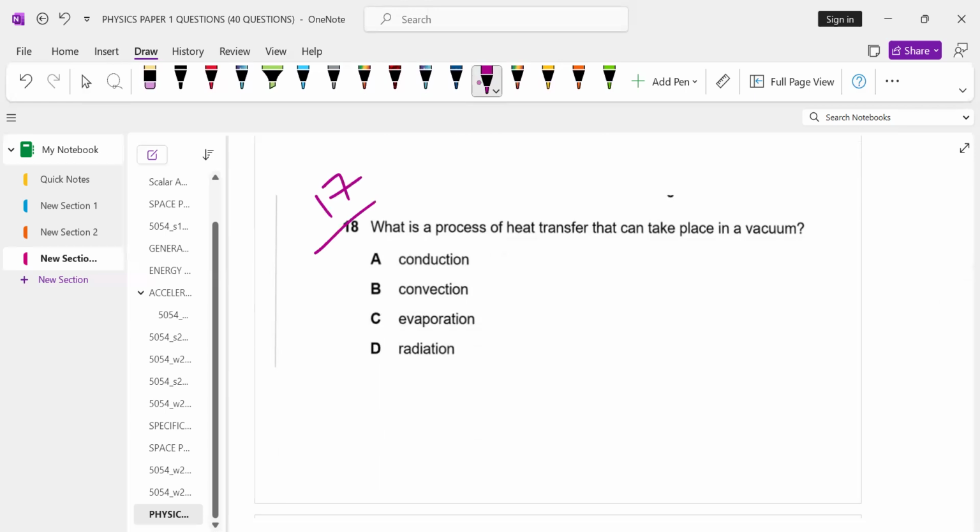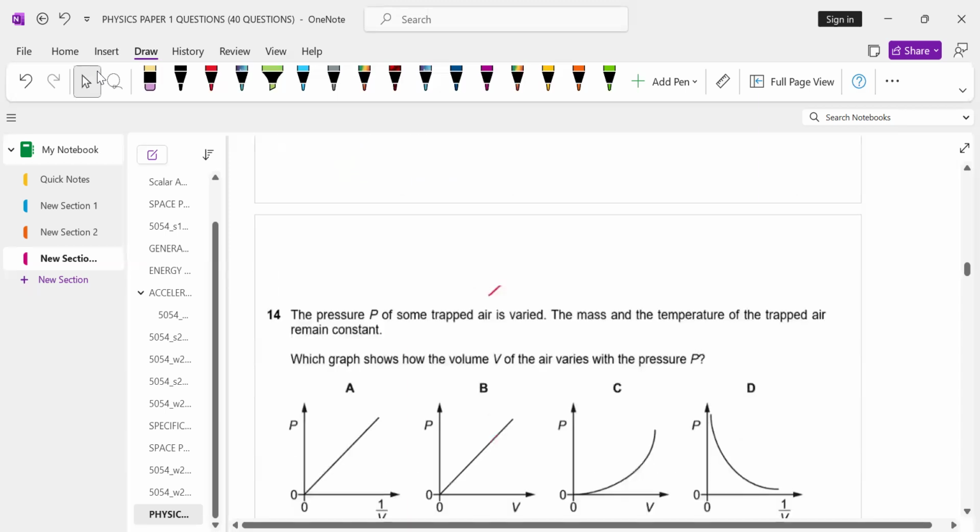What is the process of heat transfer that can take place in vacuum? So radiation is the only process that takes place in vacuum. You should remember it or you should memorize this.